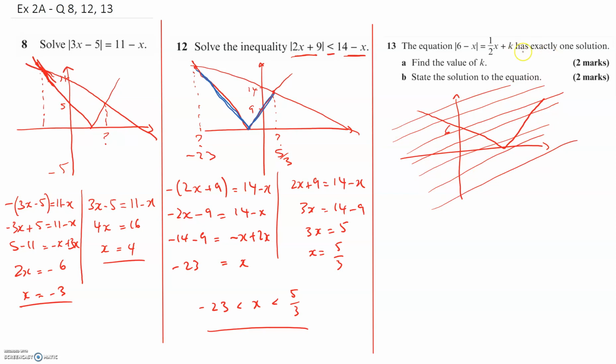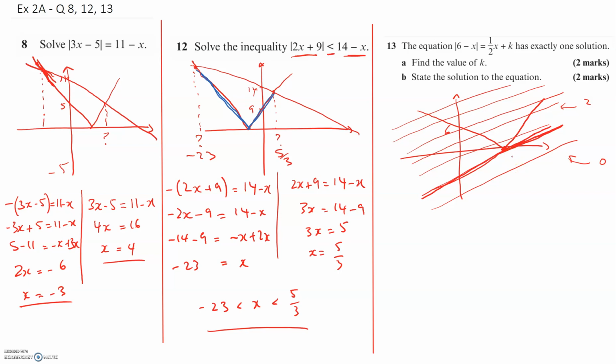Now where it says it has exactly one solution is where the line is going to cross the V shape just once. Now anywhere below here, like this one here, has no solutions, and anywhere up here has two solutions. The only place where there's one solution is where it touches at this particular point here.